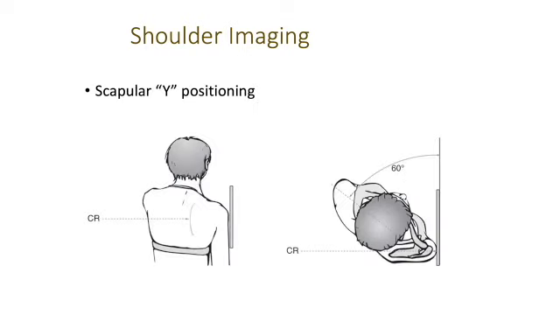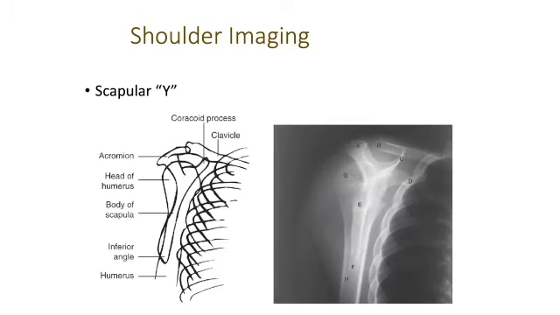This is another view of the scapula. This is called the Y position. The reason it's called the Y position is because when they shoot the x-ray beam in, they shoot it from the opposite side of the body, and the patient is placed at about a 60-degree angle to where the x-ray is being shot from. What it does is give us a view of the scapula that makes the scapula look like a Y. And we'll see that in the next slide.